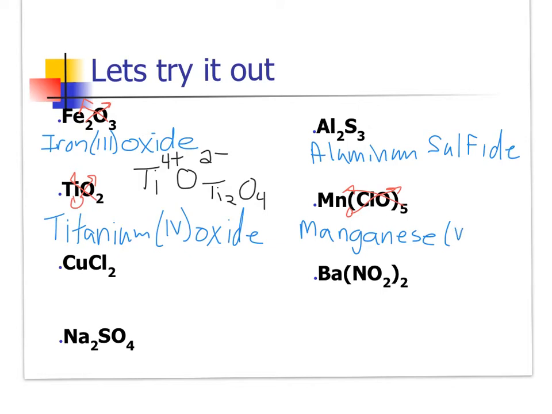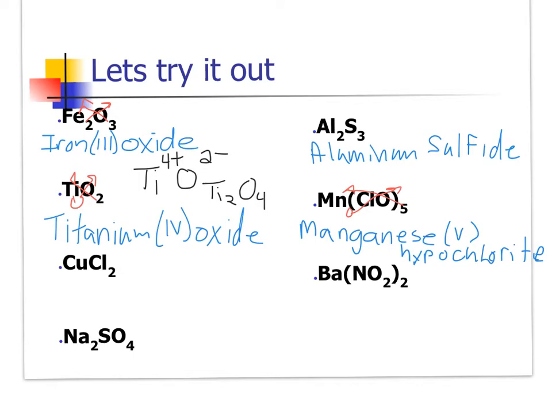So I have manganese 5, but now ClO, which one's that? I don't know. It's a polyatomic ion. It's in parentheses. So I need to look it up. I'm going to run out of space here, so I call it hypochlorite. Again, you can either A, have them memorized, or B, well, look it up.